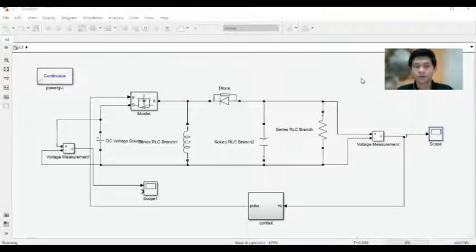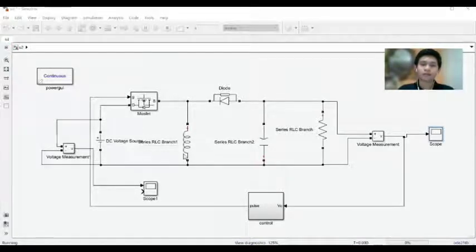As you can see on my screen, I'm using the MATLAB software to represent our simulation. The difference between the buck and the buck-boost converter is the placement of the MOSFET, the inductor, and also the polarity of the diode. The rest are basically the same.